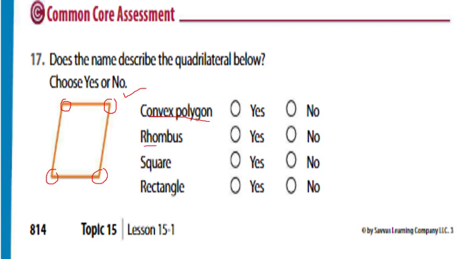Is this a rhombus with two pairs of parallel sides? Is this a square? Is this a rectangle?